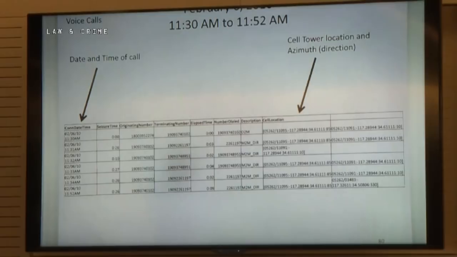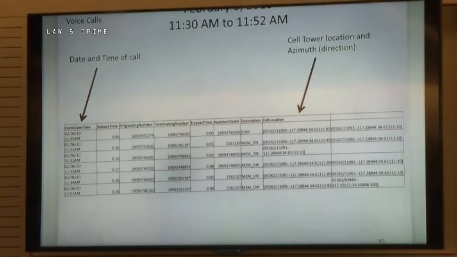You note in there the call time on the left, correct? Yes. And then the cell tower location and azimuth on the right, is that correct? That's correct. And an azimuth is the direction the array or receiver is pointing, correct? Yes, that's the bad artwork I gave you. Yeah, those are your words. And I'll admit my faults.